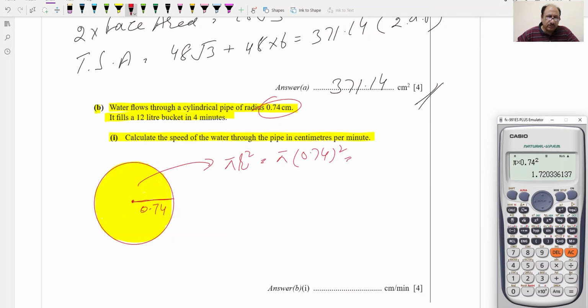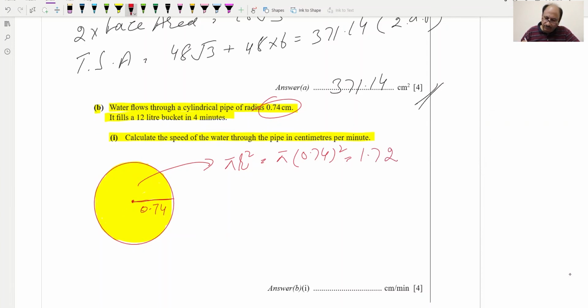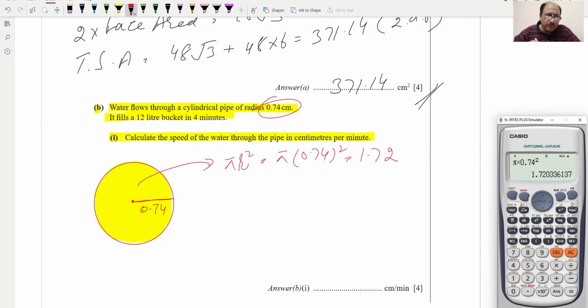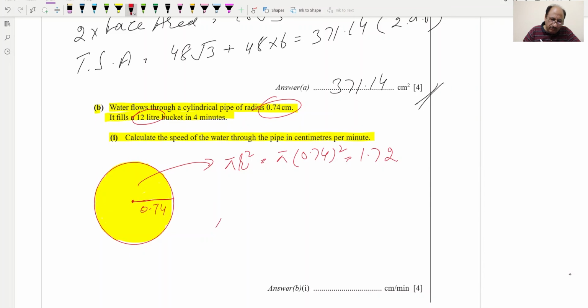Pi r squared, basically this is 0.74, so it will be 1.72. Now the 12 liters, we can change 12 liters into centimeter cube, divided by 4 minutes. It's taking 4 minutes, so this will be equal to 4 3s are 12, so 3000.